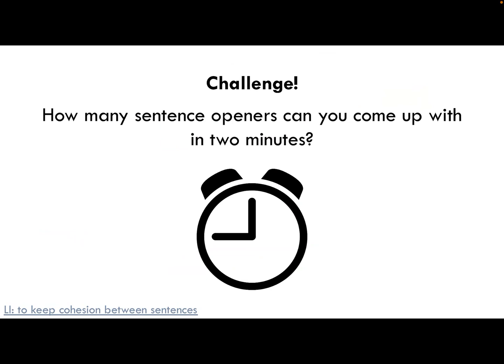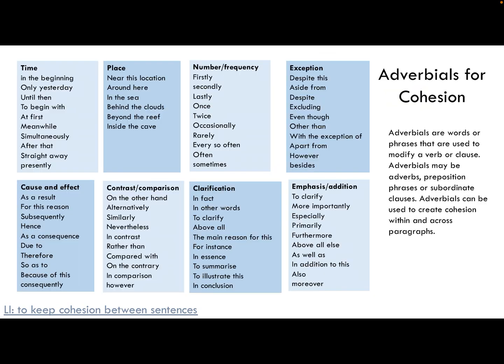So, well done if you've unpaused the video now. You've come up with lots and lots of sentence openers. Let's have a look at some. So you can have adverbials for cohesion, for time, place, number of things, so firstly, secondly. I'm not going to read them all out. You can pause the video and you can read them. But they're really, really important to clarify the main reason for this. We use it in our writing quite a lot. The more we practice it, the more natural it will become.